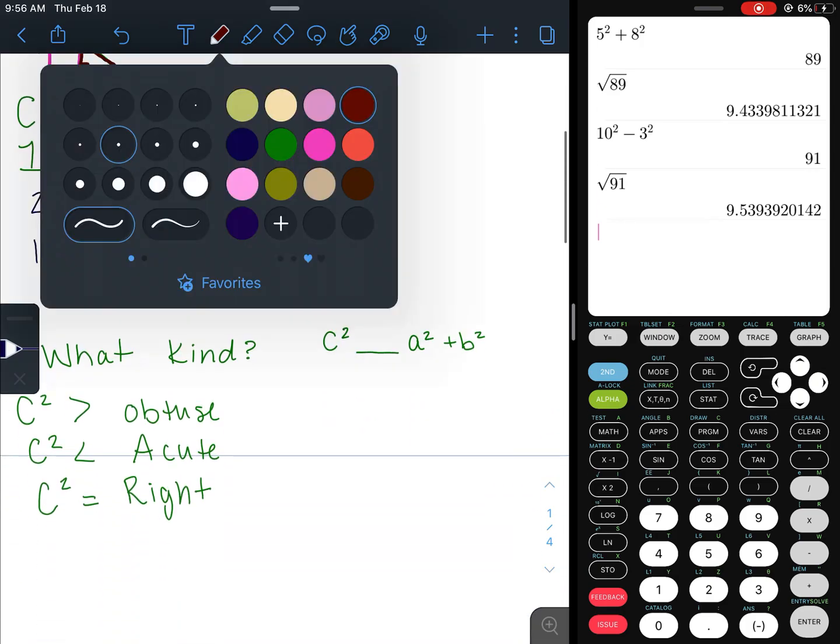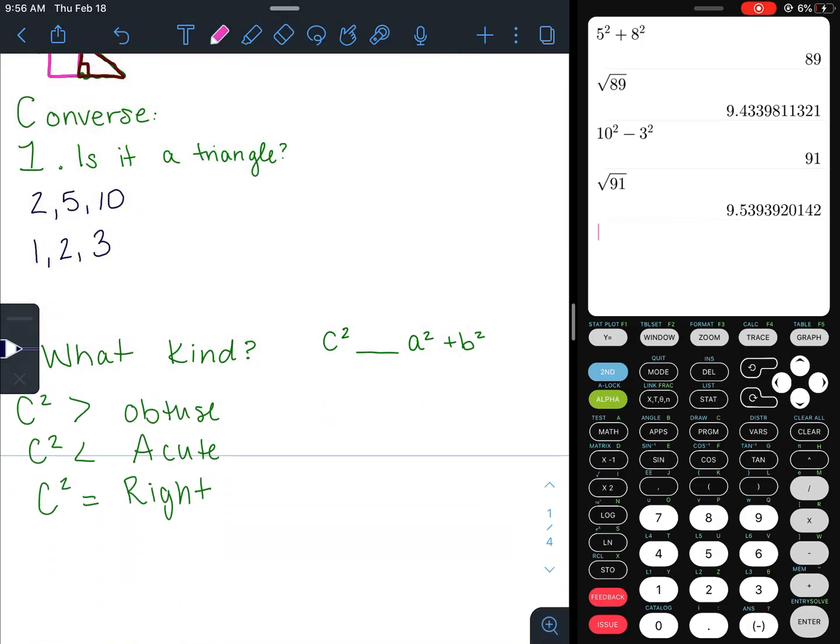Now, when we're talking about converse here, first, we have to ask ourselves, is it a triangle? So in order to figure out if it is a triangle, you have to add these together. So 2 plus 5 is 7. Is 7 bigger than 10? Here, no. So what I could do is I could change one of these. Say I changed it to be 2, 8, and 9. So 2 plus 8 is bigger than 9, so that's good. Same thing here. 1 plus 2 is equal to 3. Is 3 bigger than 3? Nope. So this one is also not a triangle.